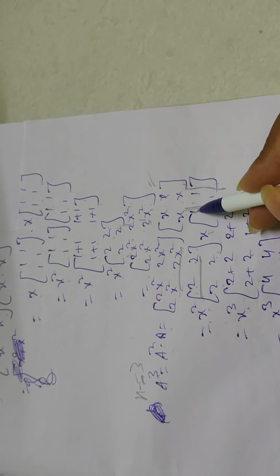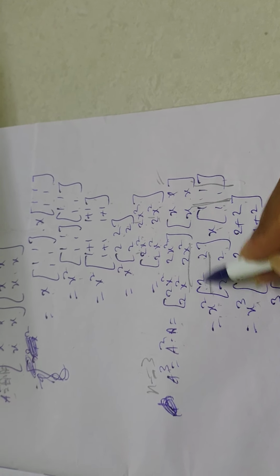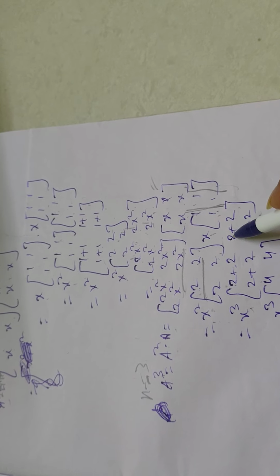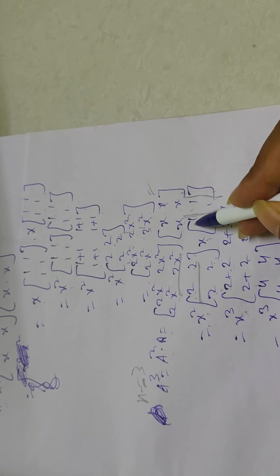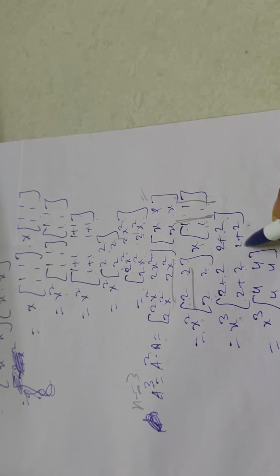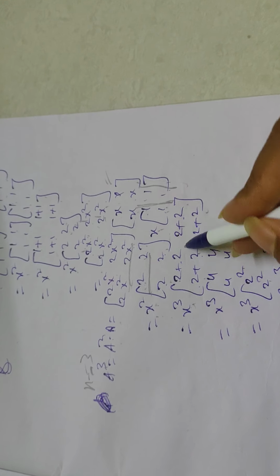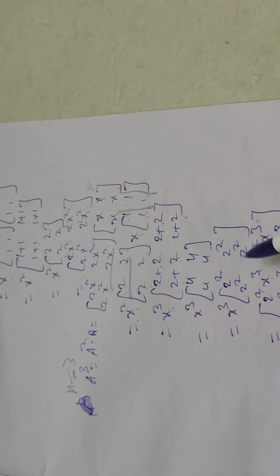Same multiply. 2 into 1, 2 plus 2 into 1, 2. Next, same, this row to this column. 2 into 1 plus 2 into 1, 2. Okay, next 2 into 1, 2 plus 2 into 1, 2. Next, this row to this column. 2 into 1, 2 plus 2 into 1, 2. So 4 4 4 4. So this is equal to x cube into 2 square, 2 square, 2 square, 2 square.